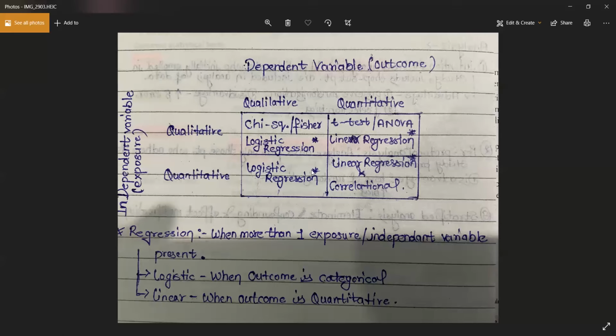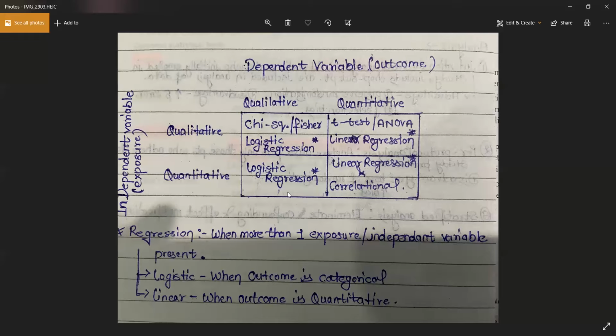Then comes a scenario where my exposure is a quantitative variable and my outcome is also a quantitative variable. Now I must use the linear regression or the correlational analysis. Very important: either the linear regression or the correlational analysis.